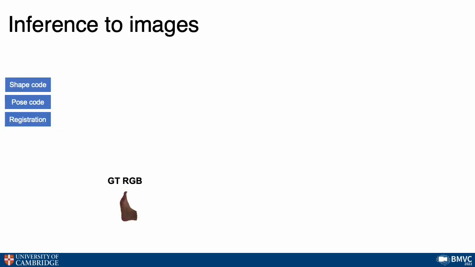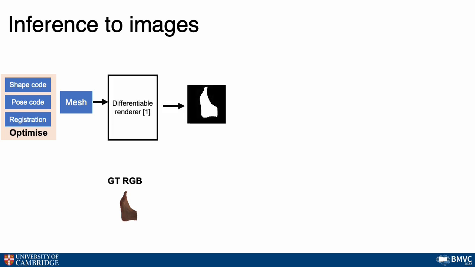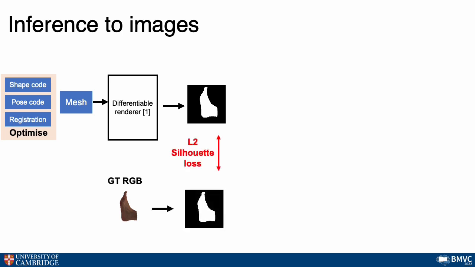Bringing this together, we are now able to optimize the FIND model to images. First, we introduce a typical fitting pipeline. Given our parameters to optimize, which are shape, pose, and registration, we produce a predicted mesh, which we render using a differentiable renderer to produce a silhouette. We then compare this with our ground truth silhouette using an L2 silhouette loss.